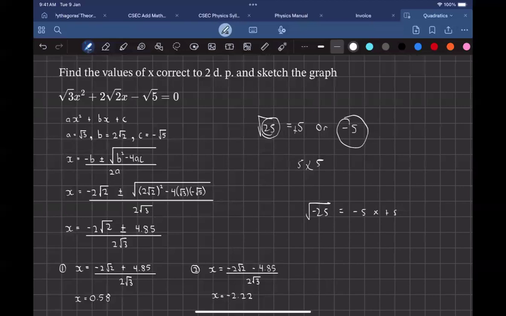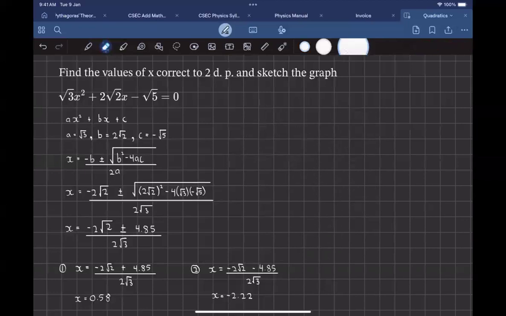Is minus 5 and 5 the same thing? No. Minus 5 is a negative number and 5 is positive, so this can't be true. If you say 5 by 5, you get positive 25. If you say negative 5 by negative 5, you get positive. So are there any solutions for negative 25? No. You cannot find square roots of negative numbers.